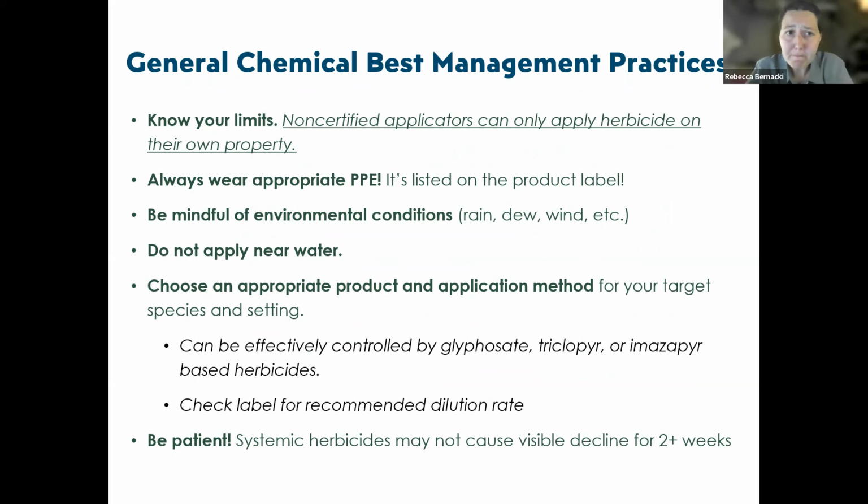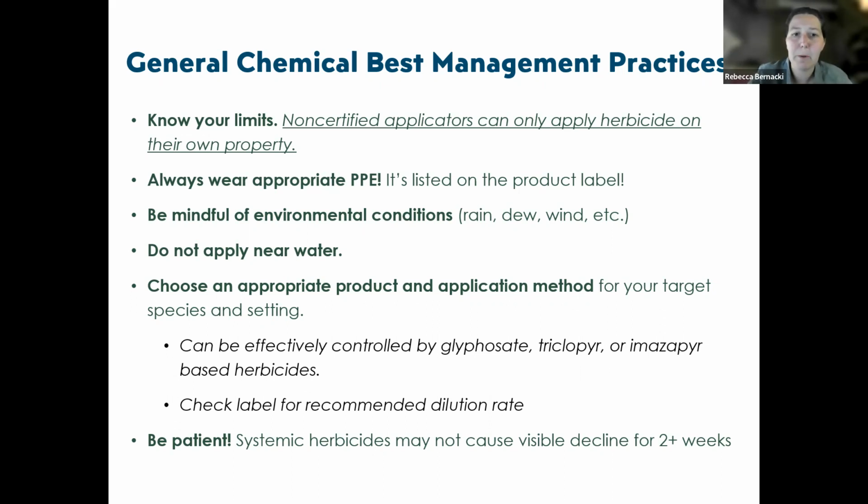So when using chemicals, we want to follow certain best management practices. And the first is to know your limits. I know we have a lot of pesticide applicators and technicians on here today, and we also have a lot of landowners. What's really important to know is that non-certified applicators or technicians can only apply herbicide on their own property. So if you're a landowner and maybe you're managing some knotweed on the property line and your neighbor Bill comes over and says, hey, it's all right if you come over and spray this on my side too, I'd like that taken care of. That's not allowed by New York State law. We can only apply on property we own. Bill would either need to hire a certified applicator or technician to do that work or treat it himself.